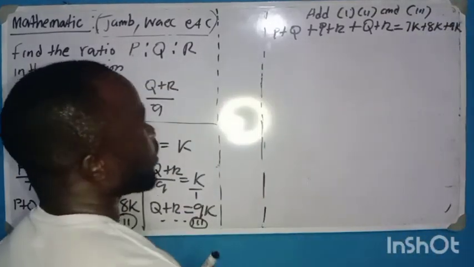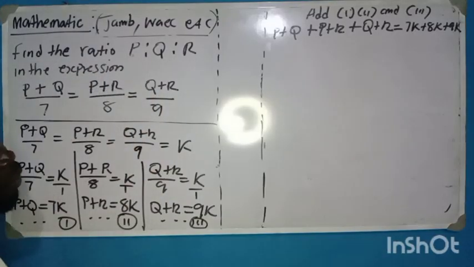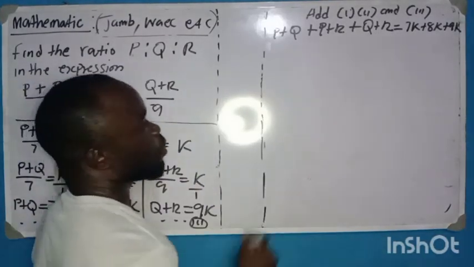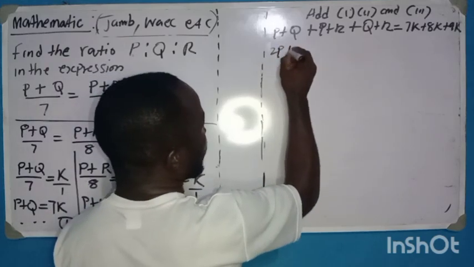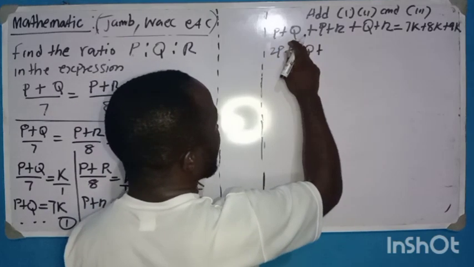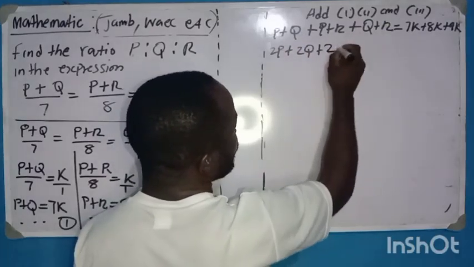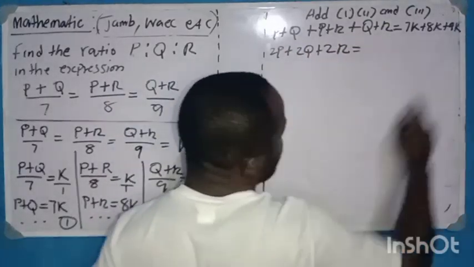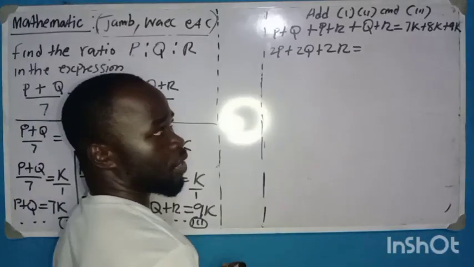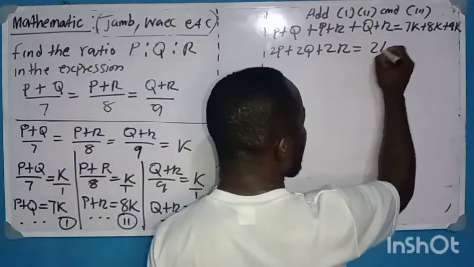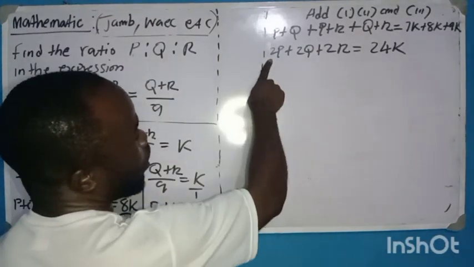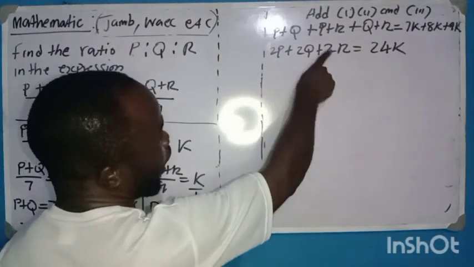Now, once you do that, you see that some terms appear twice, right? So you will add them together, right? So you can say P plus P, you have 2P, plus Q plus Q, you have 2Q, plus R plus R, you have 2R, will be equal to, add the constants together, 7K plus 8K plus 9K. That's going to give us 24K, right? 24K.